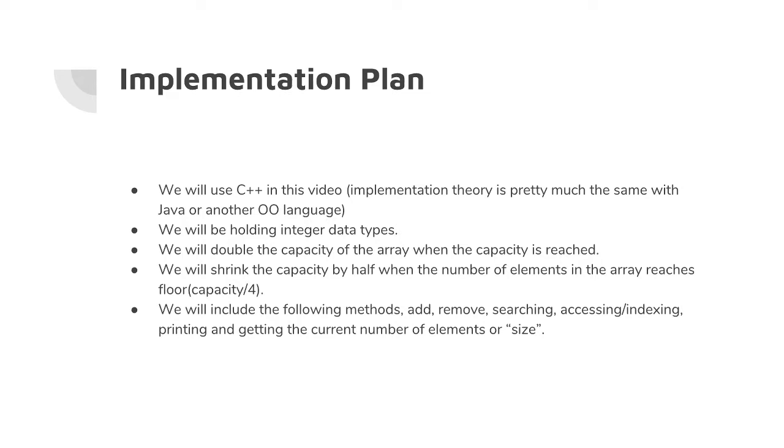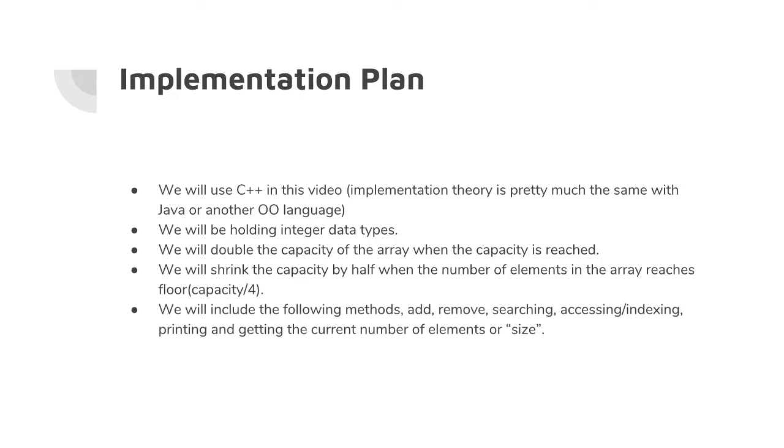And we will double the capacity of the array when the capacity is reached, meaning we will double the array size whenever our array reaches full capacity. So if our capacity is 10, for example, and we have 10 items in our array, we'll double the capacity to 20. Now, what I mentioned before with taking up a lot of excess space: if you had, say, two items, but your capacity is 20, you're wasting 18.